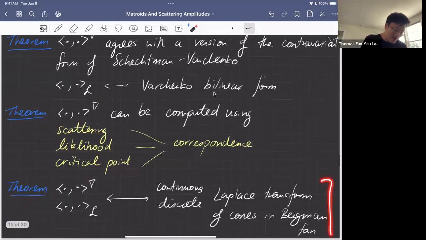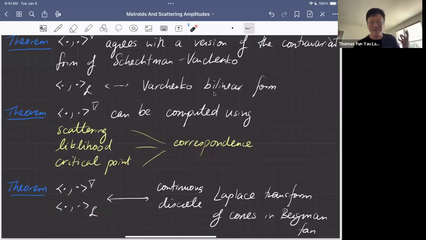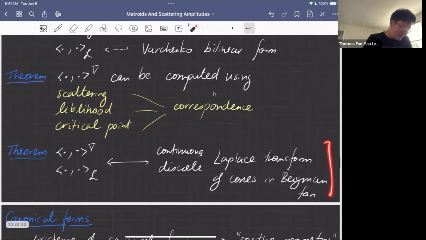But I won't talk about, there's a way that I kind of really like, which involves a Bergman fan, but I decided in this talk I'm going to skip the definition of the Bergman fan. So basically the first one is related to taking Laplace transform of certain subfans of the Bergman fan. And the second one is related to taking discrete Laplace transforms of various subfans of the Bergman fan. So if you like the language of tropical geometry, then you might prefer this version. But I'm not going to give this version.